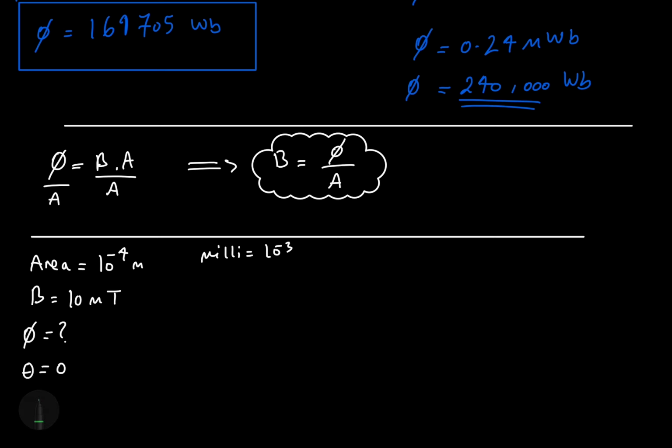Right off the bat, I know that the magnetic flux is just the magnetic field times the sine of theta, so the perpendicular component of the magnetic field, times the area. So phi is going to be 10 milliteslas times the sine of 0 times the area, 10 to the power of negative 4. And since sine of 0 is 0, this indicates the fact that the magnetic field is parallel to the coil, and as a result, the flux is simply 0.